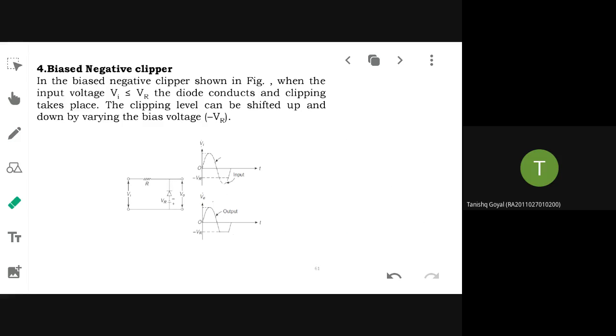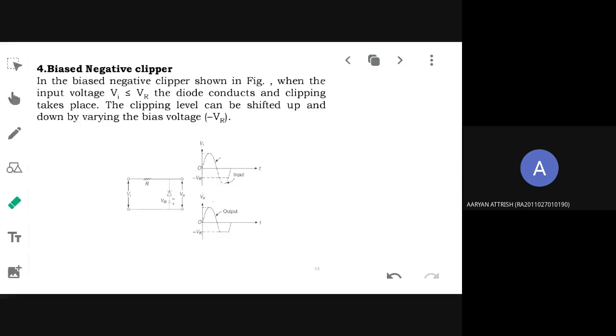What is clipping generally? It is the removal of a part of the waveform. A partial portion of the waveform is clipped. If portions greater than V reference are clipped, what type of clipper is it? Positive biased clipper. Portions less than V reference clipped means negative clipper.